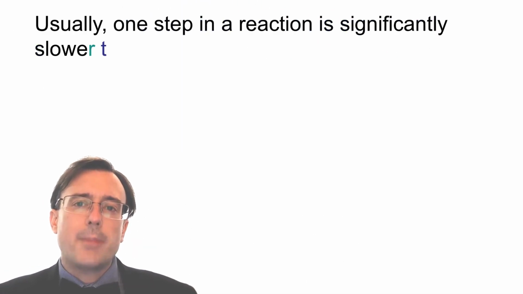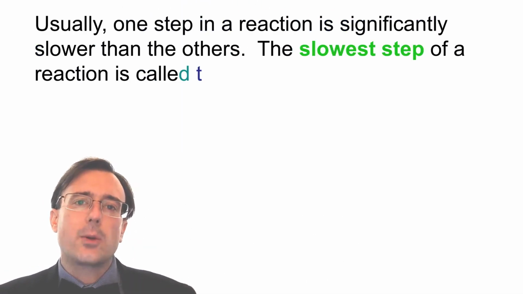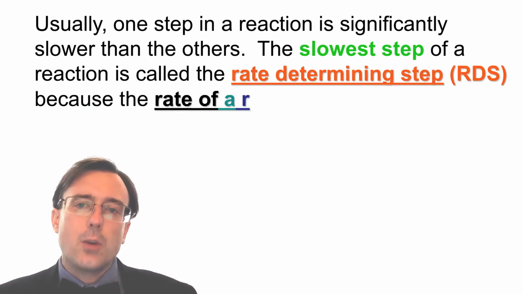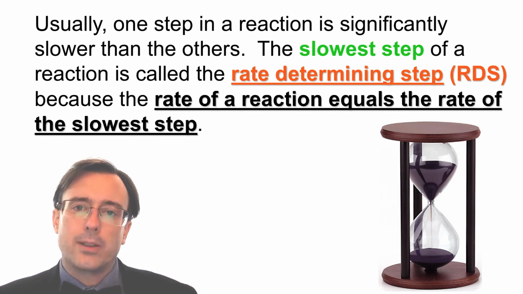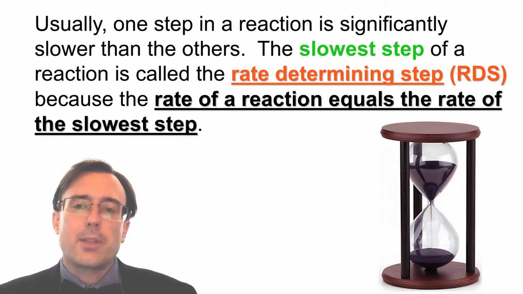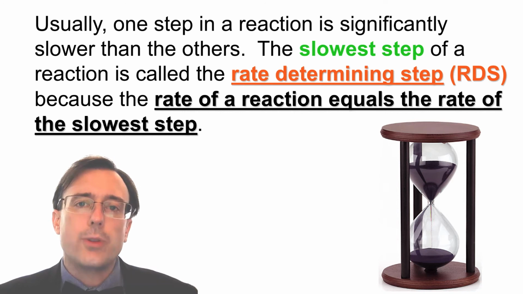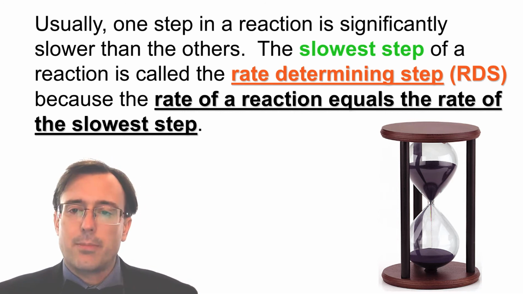Usually, one step in a chemical reaction is significantly slower than the other steps. The slowest step of a reaction is called the rate determining step, because the rate of a reaction equals the rate of the slowest step. All right, that's very important. The slowest step is always called the rate determining step because the rate of the reaction is equal to the rate of the slow step.